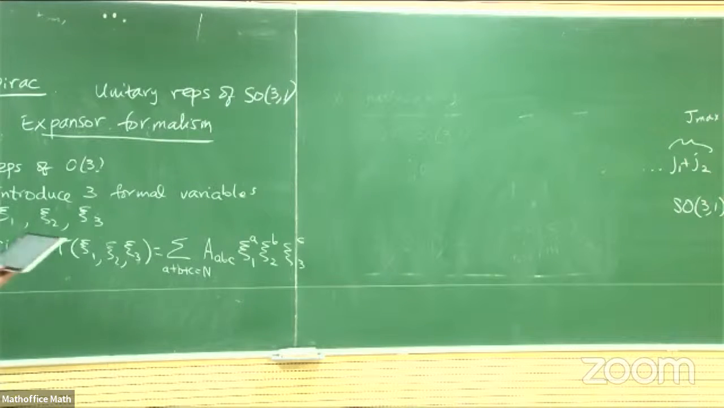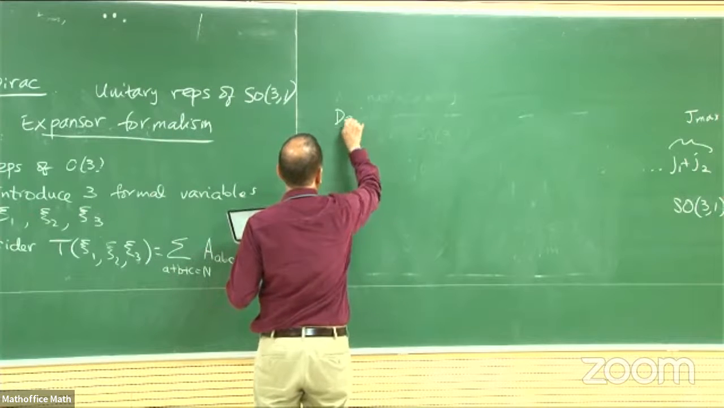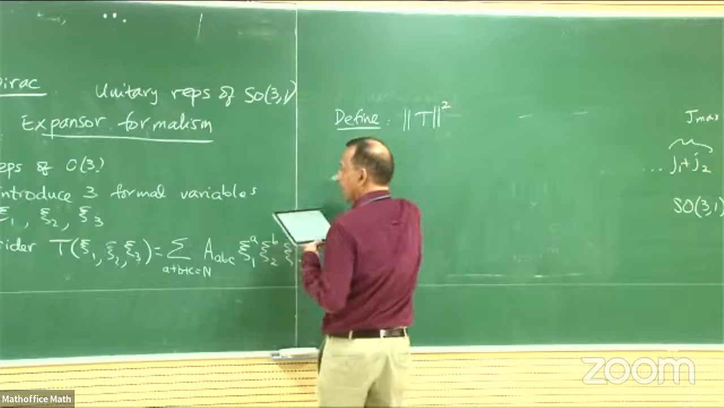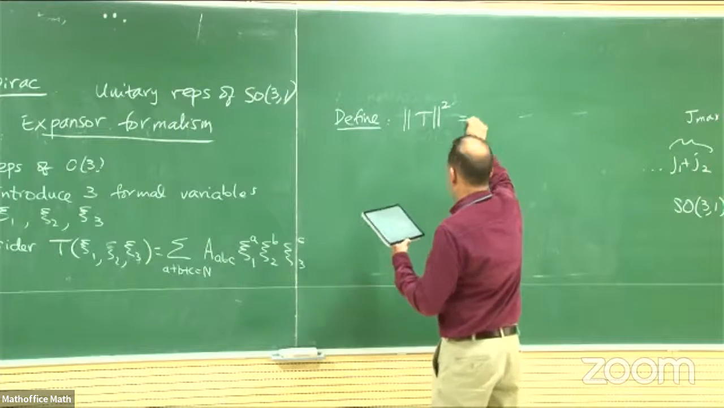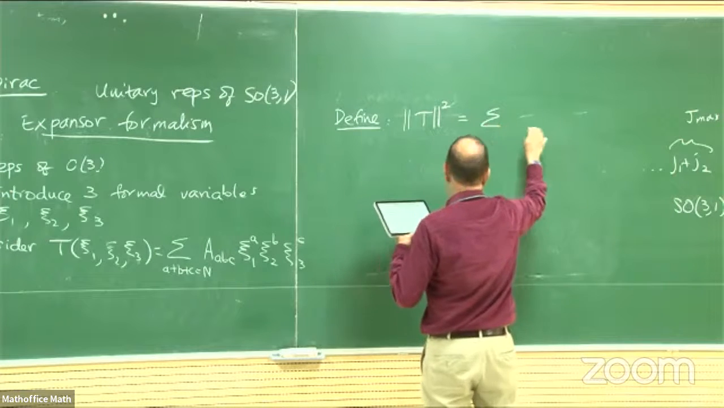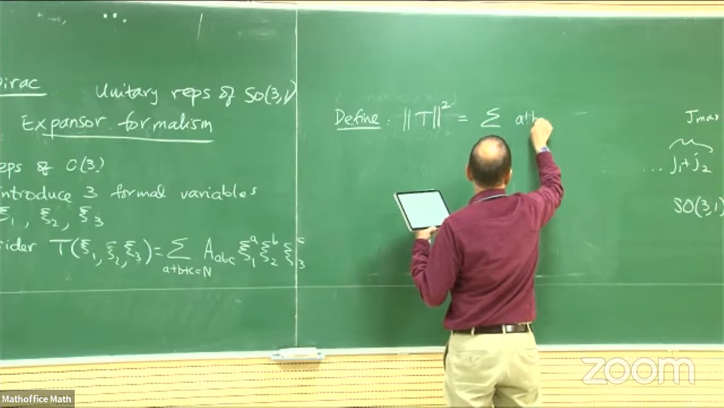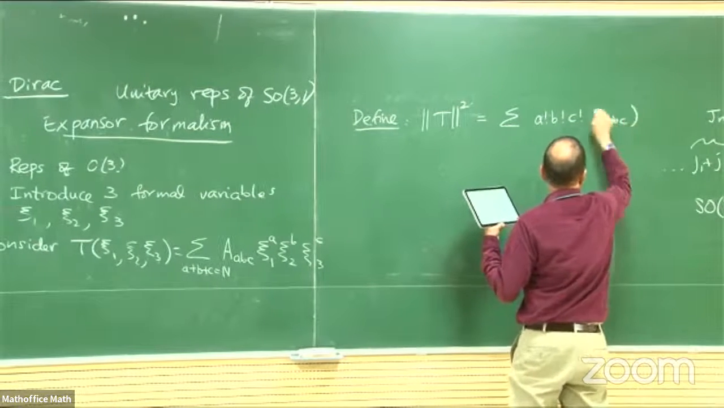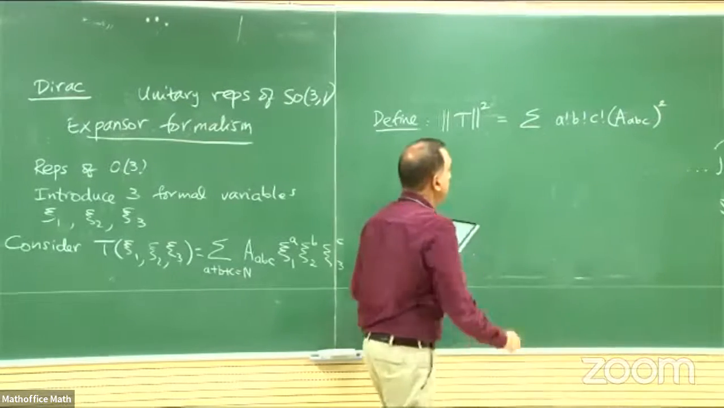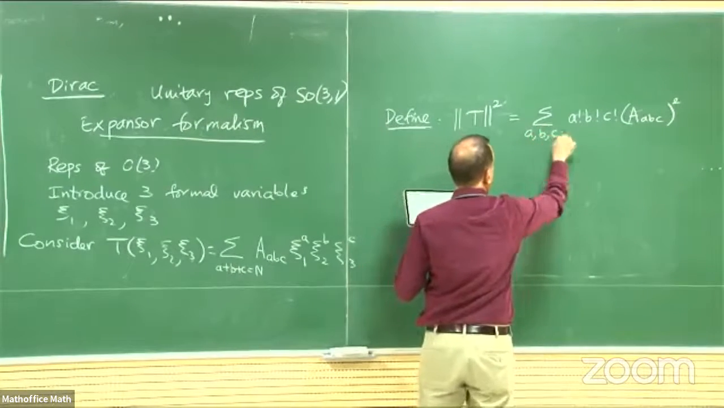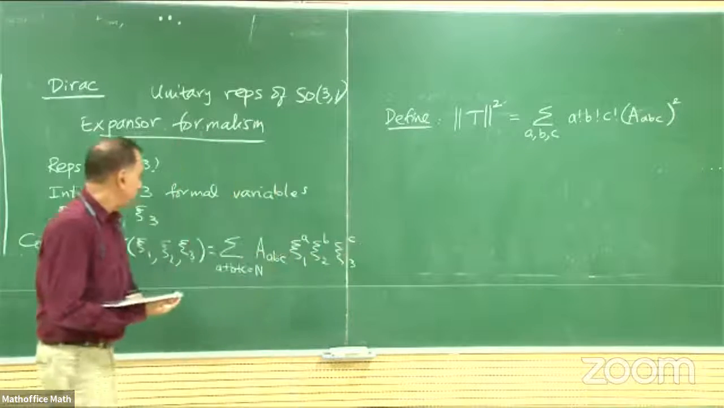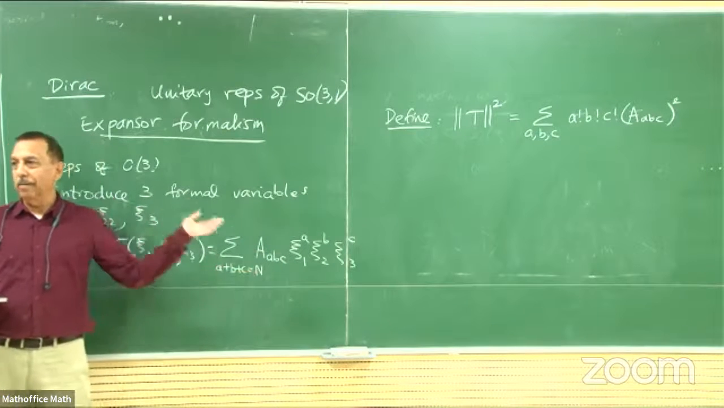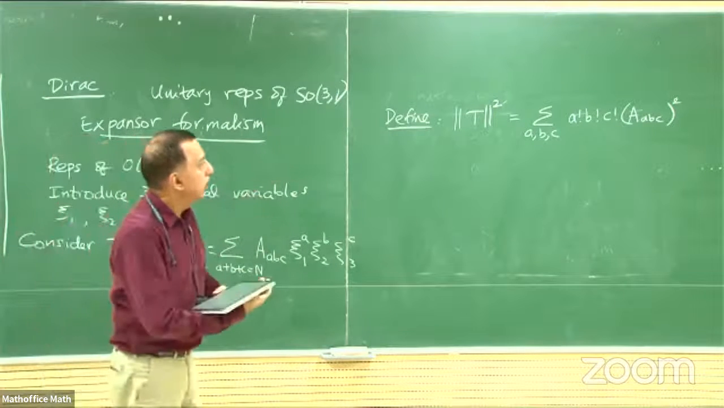Okay. Now, before we do that, let's define a norm for this series. So the magnitude of this quantity t squared is defined to be the sum of a factorial, b factorial, c factorial, times the components a, b, c, whole squared, summed over a, b, c. And automatically these a, b, c are, because of the definition, only there if a plus b plus c is n, otherwise they are 0. So you can forget about restricting the sum.